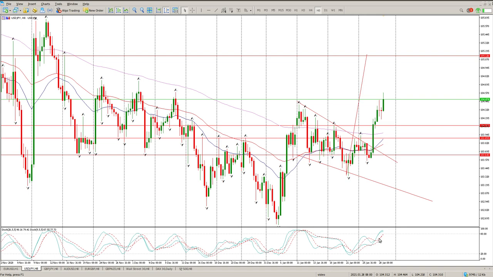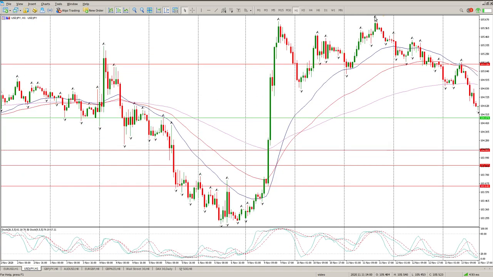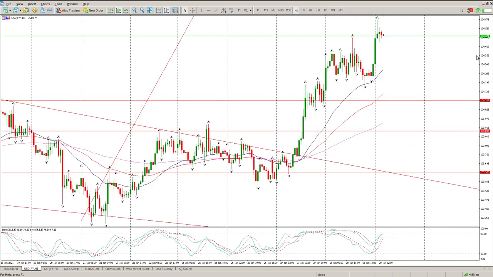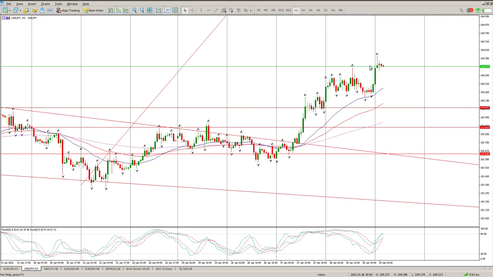Look at my oscillators at the moment. I wouldn't be wanting to jump in long up there. Definitely would be waiting for pullbacks to get some structure. So pullbacks, and you can see the levels are here: 104.082, 103.890, and then even all the way back down to 103.643.